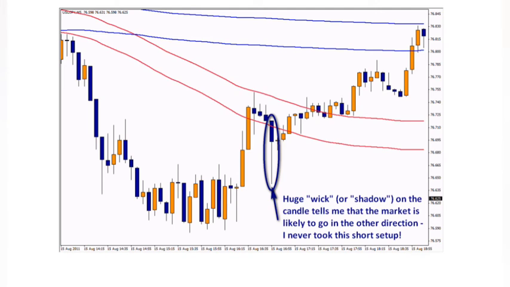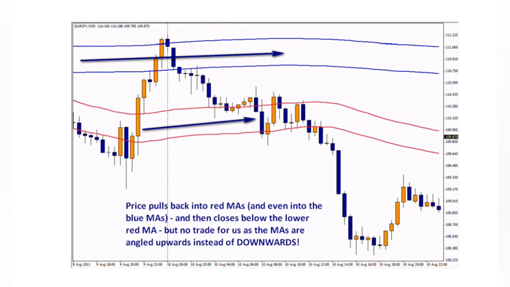MAs at wrong angle. Remember our rule about waiting for the MAs to be angled in the right direction. Here's an example of a trade that we missed because the MAs are angled upwards instead of downwards. This is the way of trading. We miss this winning trade by sticking to our rules, but next time our rule will keep us out of a losing trade too.